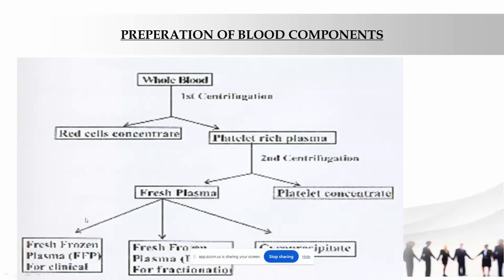Fresh frozen plasma can be used as fresh frozen plasma, and it can be stored in deep freeze, or it can be used for components preparation, or it can be used to prepare cryoprecipitate. Cryoprecipitate, as you know, is rich in factor 8, von Willebrand factor, factor 13, and fibrinogen.